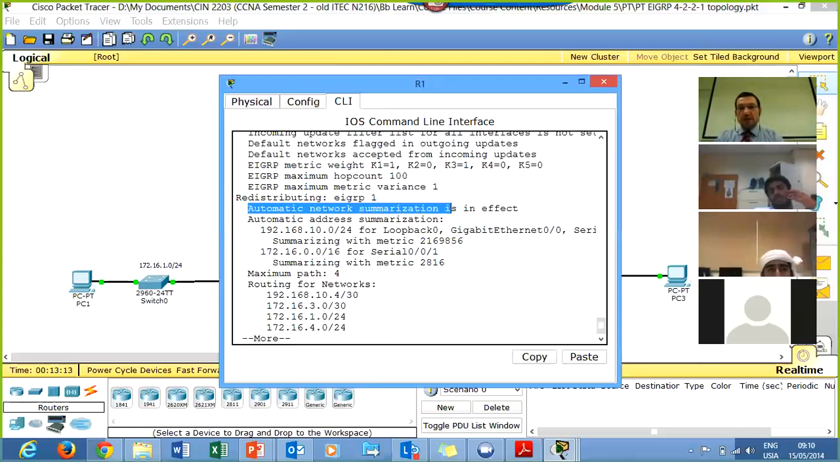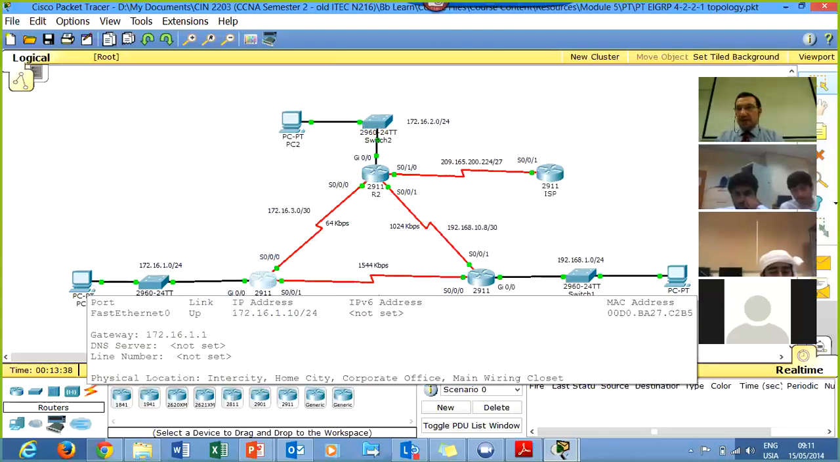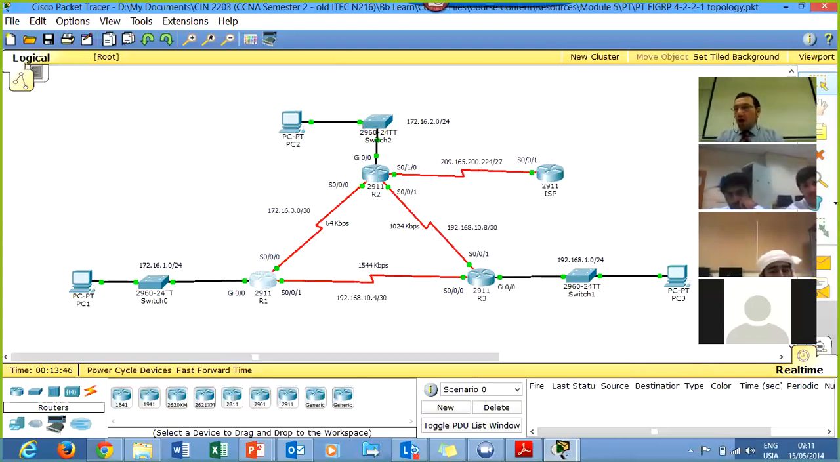At this point, automatic network summarization is in effect, or enabled. You may see it sometimes called enabled instead of in effect. This is default operation. It says I'm summarizing for this network and for this network. And it's interesting, because here summarization is going to cause me a problem. If someone on R3 wants to get to this PC, which is 172.16.1.10, it thinks all I need to do is just send it to 172.16.0.0. And it says I have two paths to reach it.